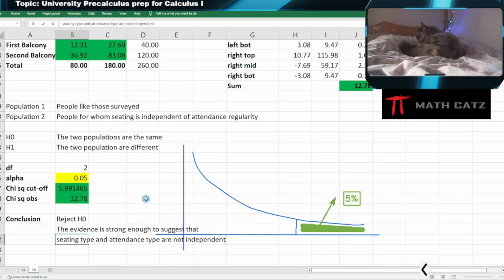That wraps up our 2 examples. A little bit longer one, this one, because we have 2 different kinds of chi-square tests, goodness of fit test and test for independence.